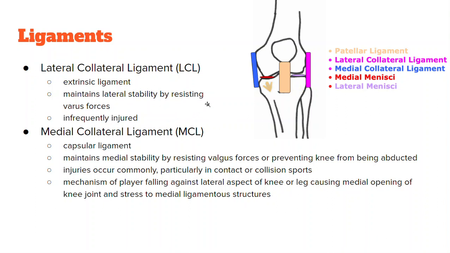So the LCL, or the lateral ligament, maintains lateral stability by resisting forces. And remember, ligaments resist tensile forces, not compressive. It's infrequently injured. The medial collateral is actually within the capsule. It maintains medial stability and resists valgus forces, or prevents the knee from being abducted, right? So that looks kind of knock-kneed. It is commonly injured in contact or collision sports.